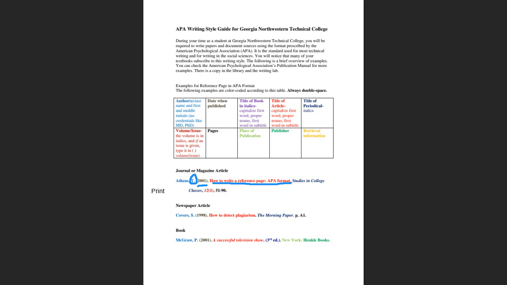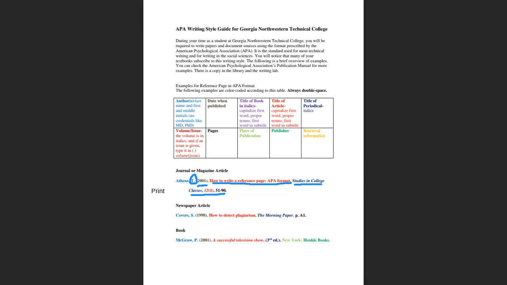Okay, so notice with this color coding, we're following along here. Black is the date. I think that's actually supposed to be kind of a dark gray. And then red is the title of an article. And then the title of the periodical comes next. And the rest of this is handled exactly the way you handle APA formatting.